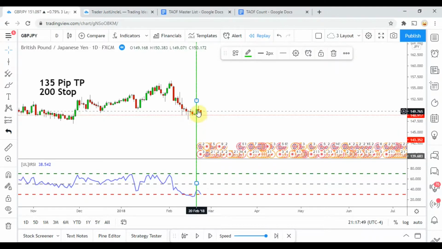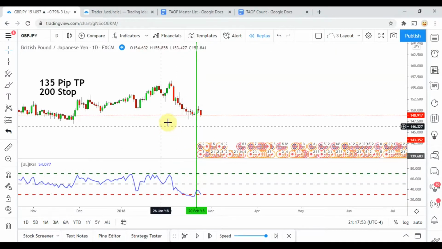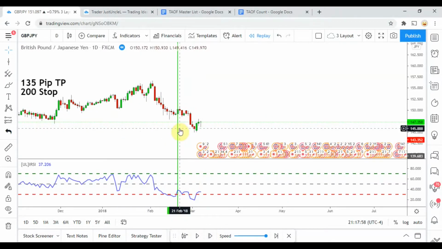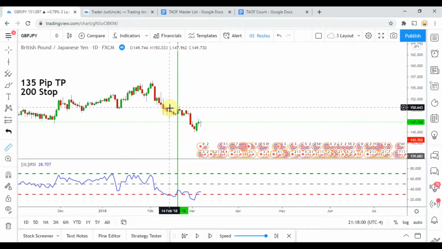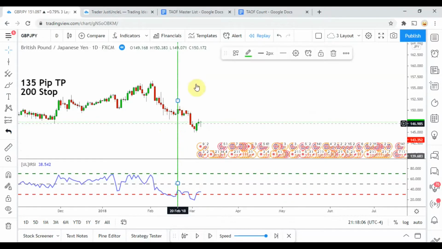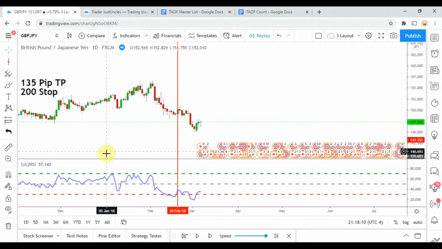Yes, on that candle right there, it then spikes back up above that red line. Let's go ahead and keep playing it forward here, and it appears as though we would have gotten stopped out. Let's just double check. Yep, that wick right there was not enough to get us up to the 135 take profit, and so it then drops down and stops us out.